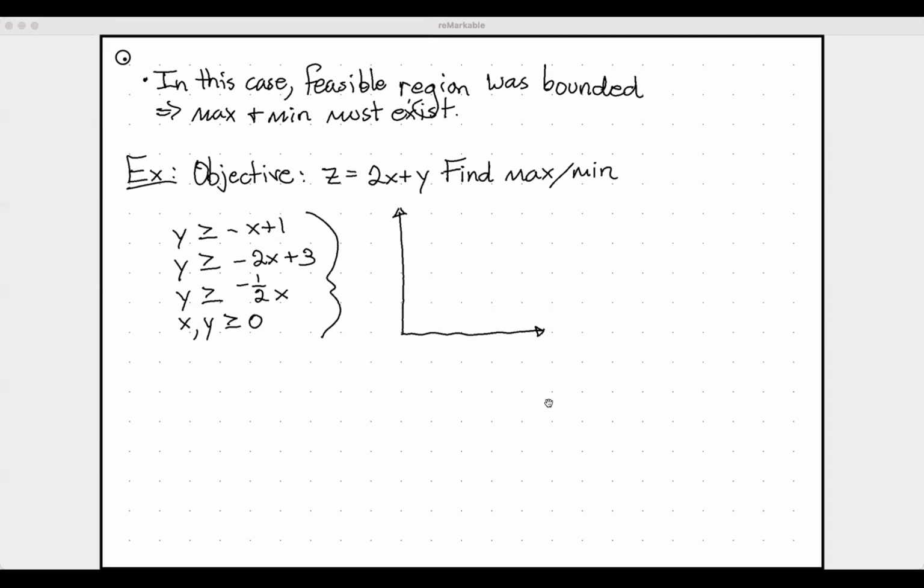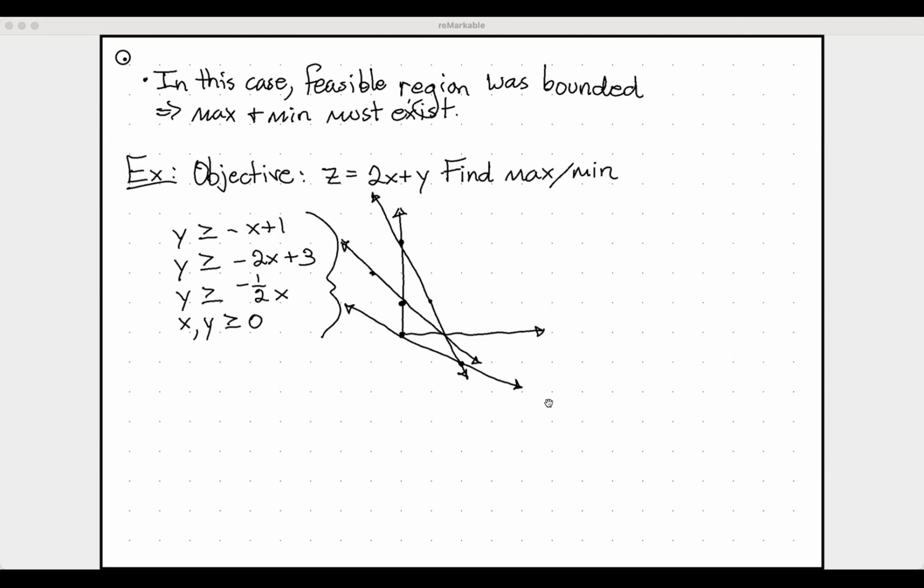Okay, and I'll just graph these very quickly. Negative x plus 1 has a y-intercept of 1 and a negative slope, so it will look something like this. Negative 2x plus 3 has a y-intercept of 3 and a slope of negative 2, so it does something like this. Negative 1/2 x has a y-intercept of 0 and a slope of negative 1/2, so it should do this sort of thing. And then x and y bigger than or equal to 0 just means that our points have to be positive.